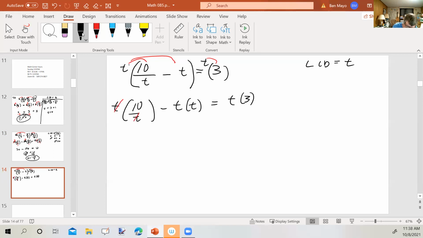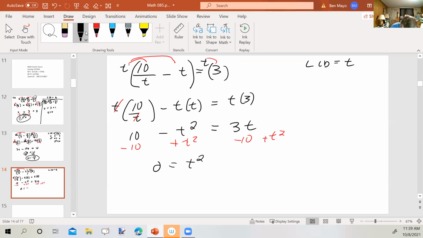Reducing out the t's, we get 10 minus t squared equals 3t. So we've cleared the fractions, but this is a second degree equation. So let's put it in standard form. I'm going to move everything to the right side of the equation so that my leading term, which would be negative t squared, but moved to the other side, will be positive t squared. I want that to be positive, so I'm going to subtract 10 from both sides, and add t squared to both sides. So now what I have is 0 equals t squared plus 3t minus 10.